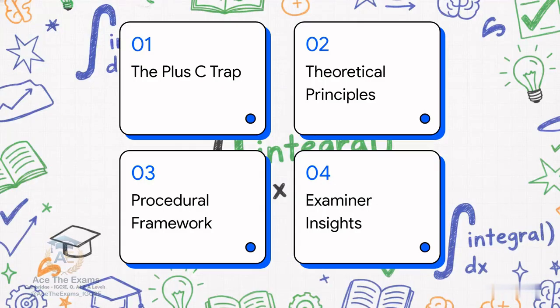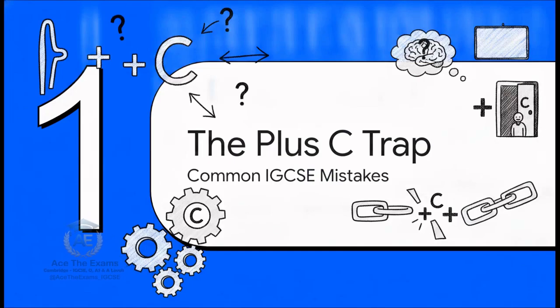So to make sure you never fall victim to this, here is our roadmap for today. First, we'll unpack the +C trap. Second, we'll cover core theoretical principles. Third, we'll walk through the procedural framework. And finally, critical examiner insights. All right, let's start with section 1, the +C trap, and the really common mistakes students make.